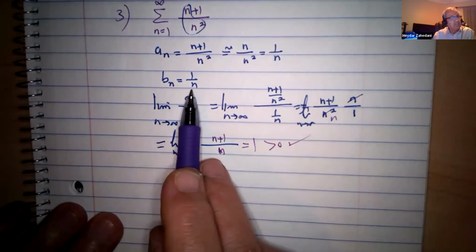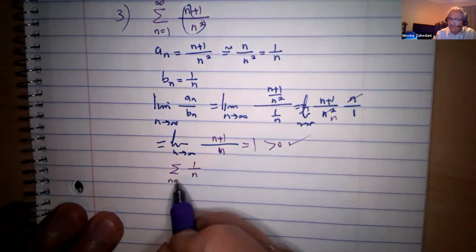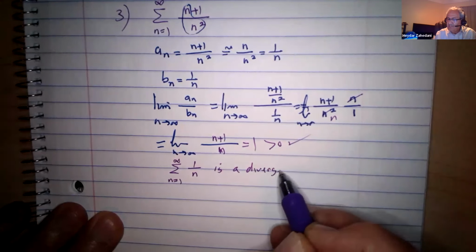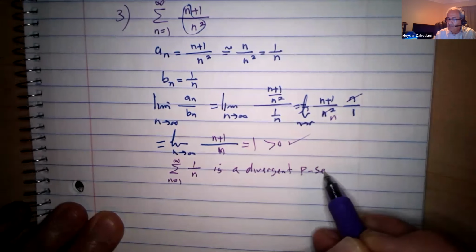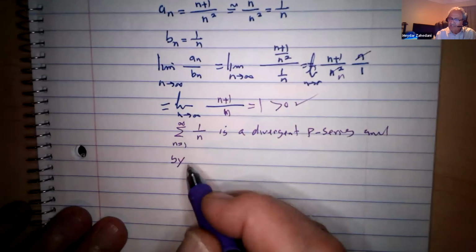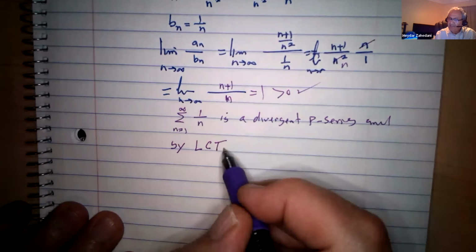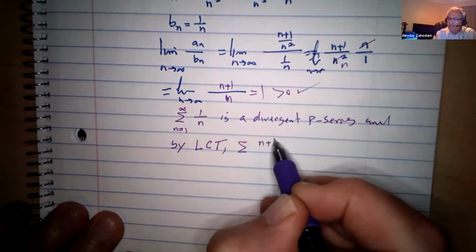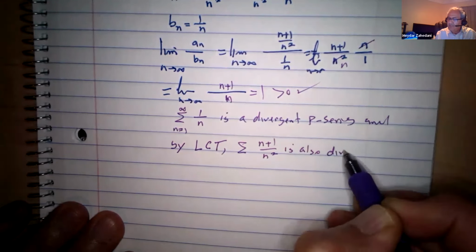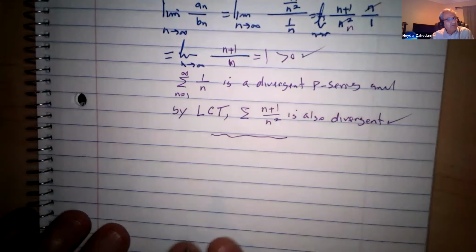So again, the bottom series is divergent. We say that the sigma of 1 over n, n from 1 to infinity, is the harmonic series, a divergent P series, and by the limit comparison test, LCT, the given series, n plus 1 over n squared, is also divergent. See, this is the way you do it. Quickly, we can take care of it.